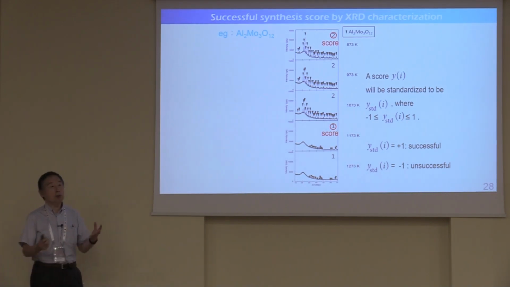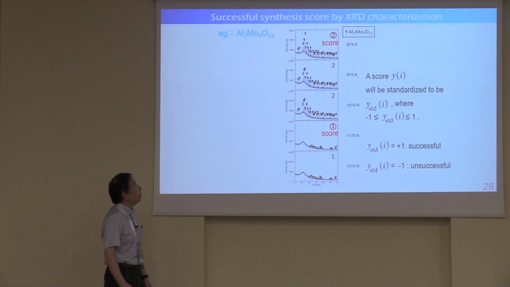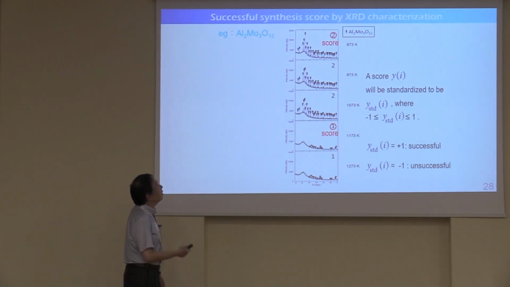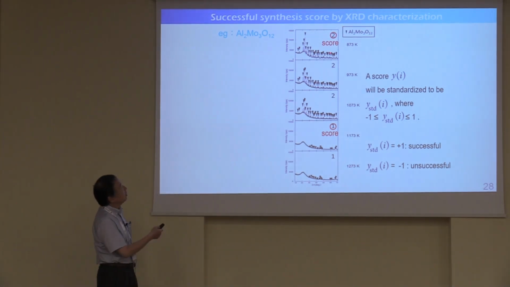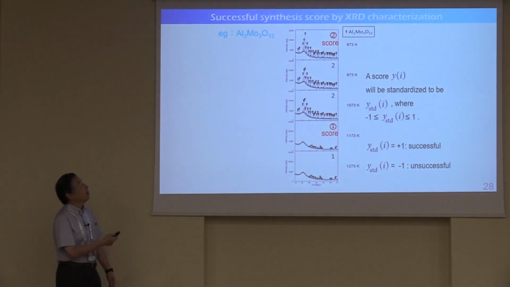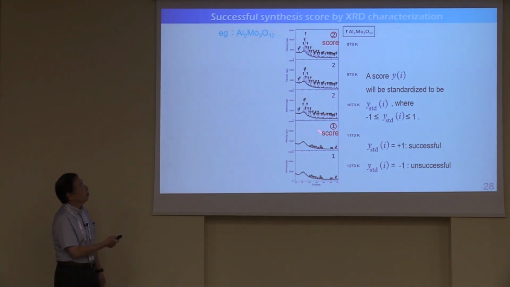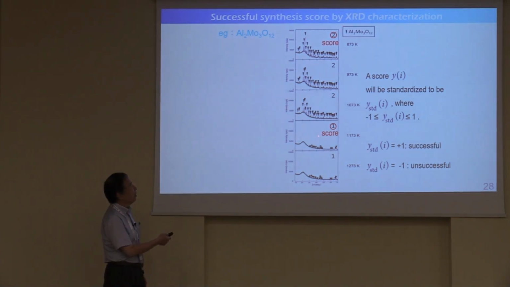Since X-ray results are automatically obtained by the experiment, for example, this is for the target material with aluminum molybdenum oxide. If the target material was successfully synthesized, we gave a score of 2, or we can choose any score as we want. We can give them 100 and 0 in Gauss. But in this case, 2 and 1. If it is unsuccessful, we get score 1.